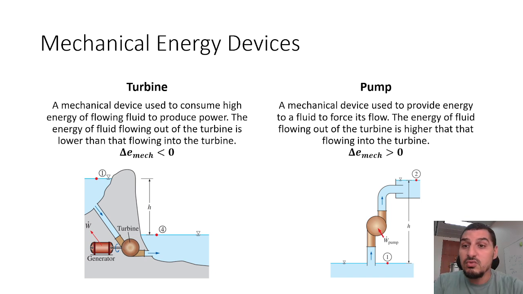So these are what we call mechanical energy devices. These are the two devices we have. We are going to discuss pumps and turbines in more detail next time, get more information about the differences, and then go to the energy balance equation.